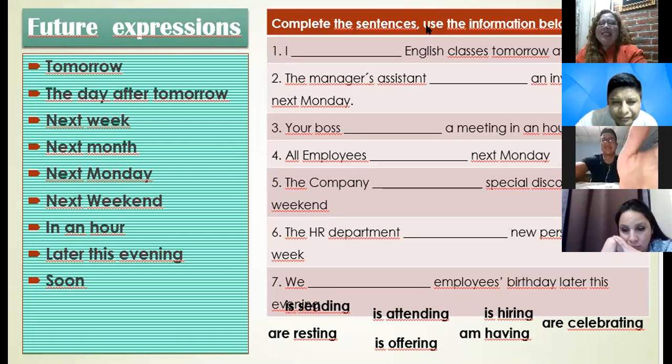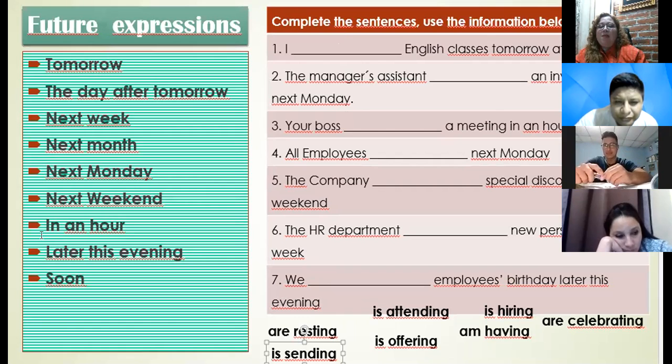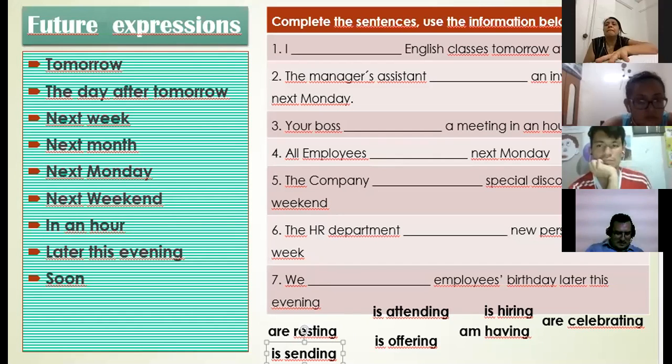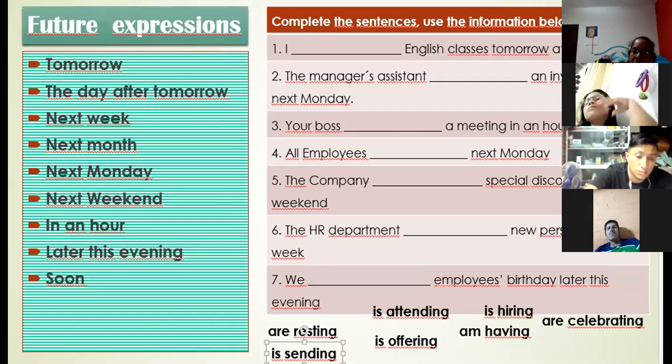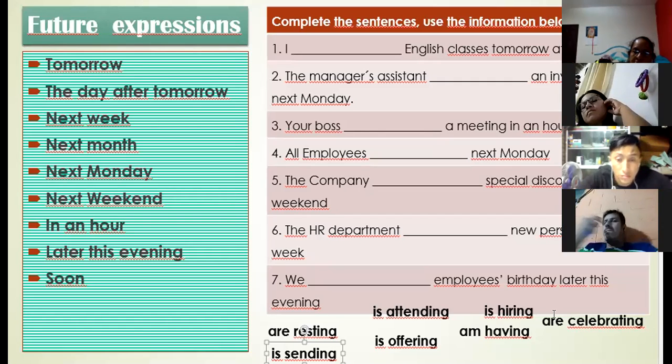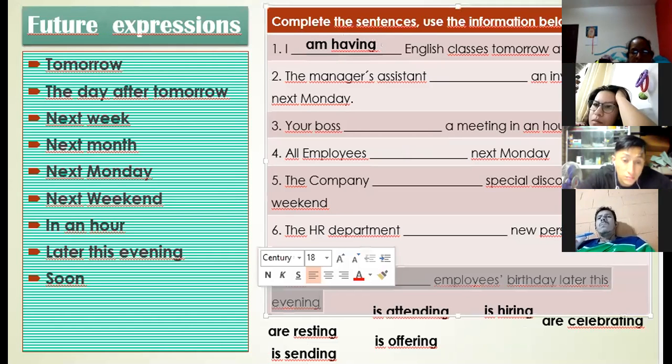Okay, so let's see. Complete the sentences and let's use the information that we have below this exercise. For example, number one. Who wants to read number one? I'm studying English class tomorrow at 8 p.m. Very good. But let's use these verbs. I am having. Okay. There you are.